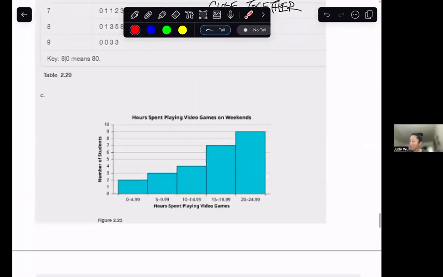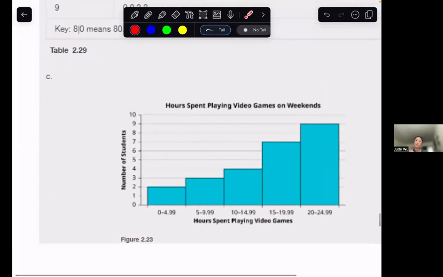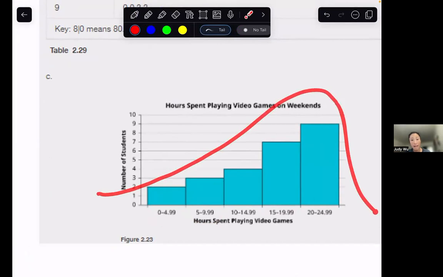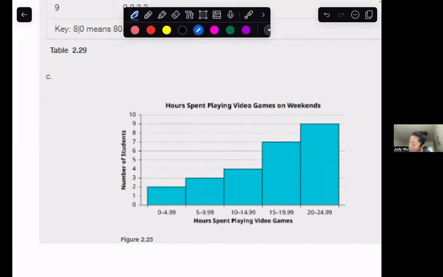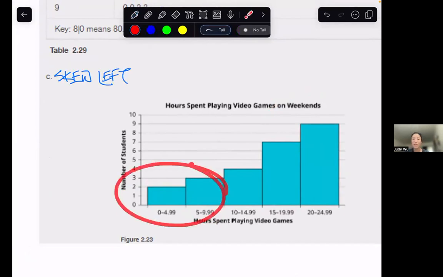All right, let's take a look at one more example. So over here, we've got hours spent playing video games on weekends. And we see that we've got 2 people who are doing 0 to 5 hours. We've got 3 people who are doing between 5 and 10, etc. Okay. Now, I think we can tell from this that we've got a skew left situation. Okay. And we've got a skew left because we've got some outliers that are pulling that mean down to the left, okay?